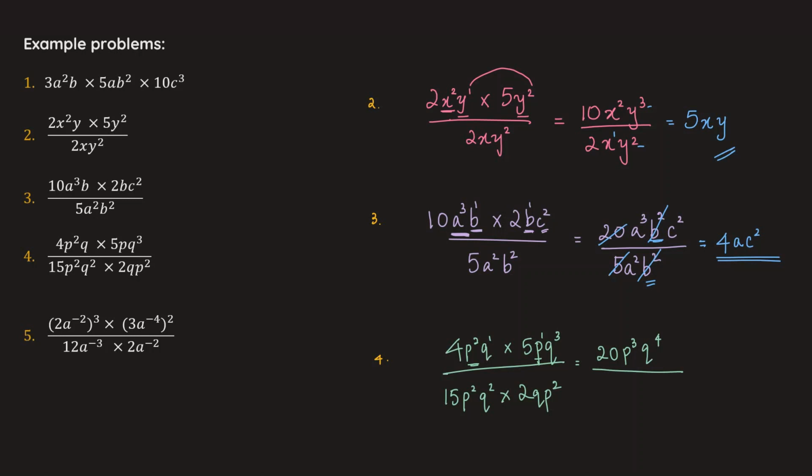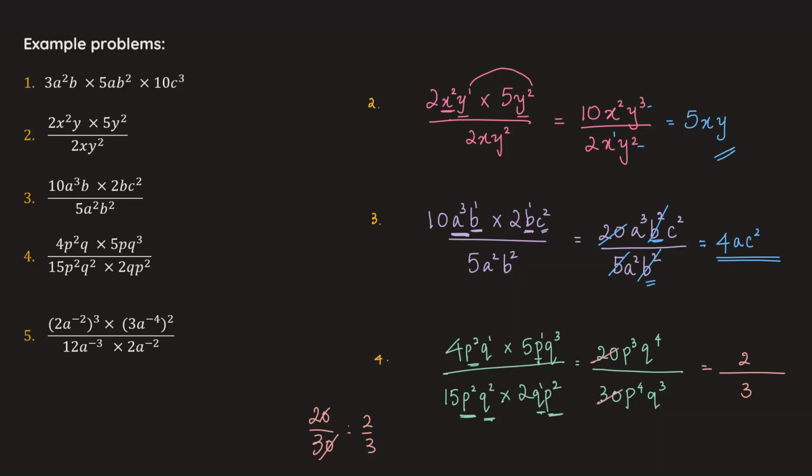Now let's go to the denominator. 15 times 2, the coefficients, that is 30. P squared and p squared, multiplied together, will become p to the power 4. Powers will add, 2 plus 2 is 4. Q squared and q, when multiplied together, the powers will add, so that's just q cubed. Now let's simplify the numerator and denominator. First let's look into the coefficients. 20 divided by 30 is just 2 by 3. So let's write 2 by 3.